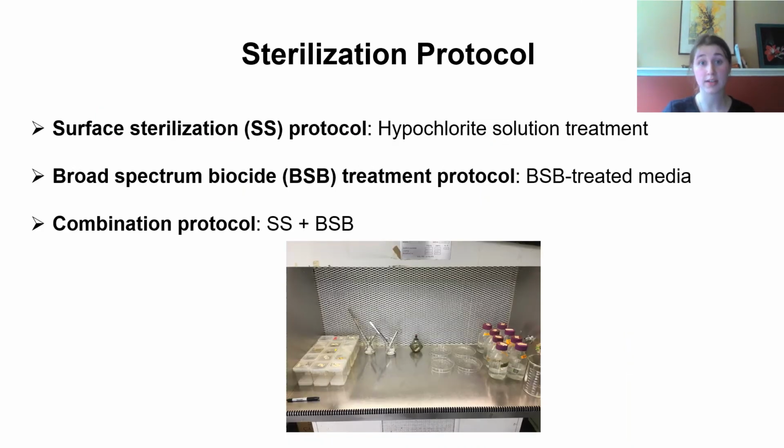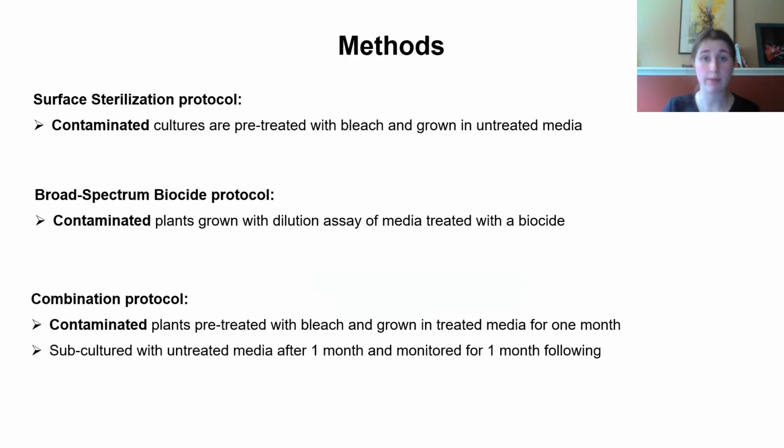The 3 sterilization protocols that we tested were a surface sterilization protocol, a broad-spectrum biocide treatment protocol, and a combination protocol of the above 2 methods. We began with a surface sterilization protocol, where contaminated cultures were pretreated with bleach and grown in an untreated media. We then performed the broad-spectrum biocide protocol, where contaminated cultures were grown in media containing a variety of concentrations of biocide to determine the best concentration for sterilization.